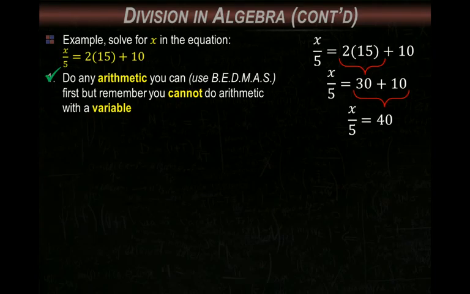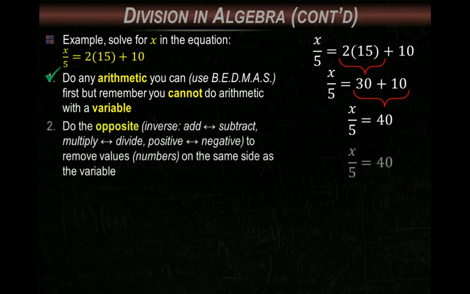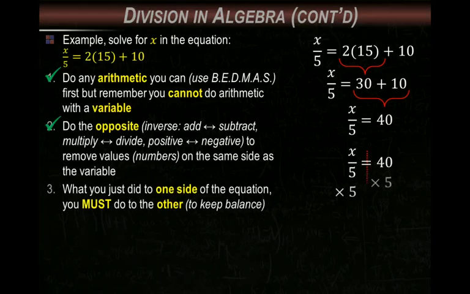We can't do arithmetic with anything over here because there's a variable there. Can't do arithmetic with a variable. So now we're in the world of algebra. So in the world of algebra, we better do our opposite. So x over 5 means x divided by 5, so the opposite is multiplication. So I multiply by 5. And then we think about balance. What I do to one side, I better do to the other. 40 times 5 is 200.